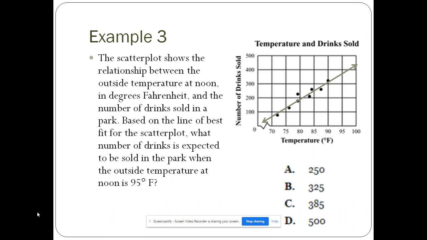Now based on our line, it looks like it's a little bit closer to 400 than to 300. So I would say 385. Now if ever you're not quite sure exactly, I would write the equation of the line and plug in x equals 95 and see what we get for y. But in this case, we probably have enough to say that our answer here is going to be C, 385.